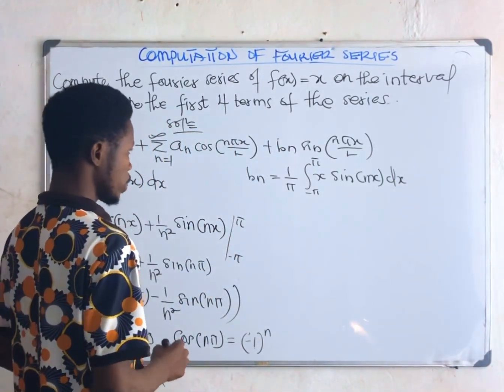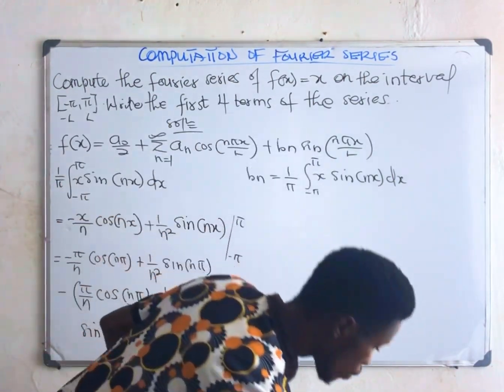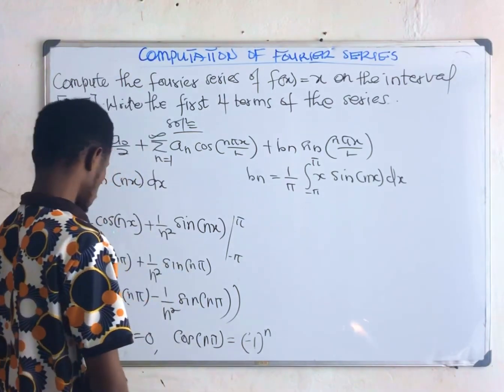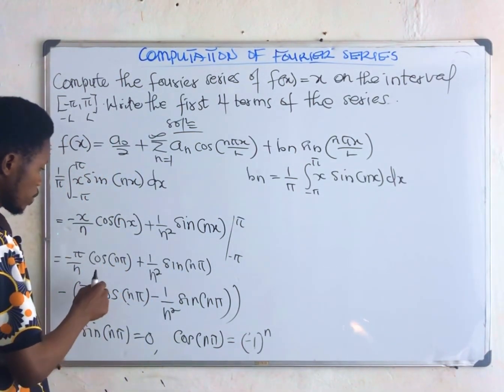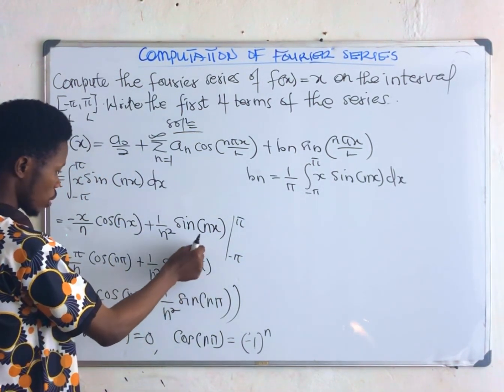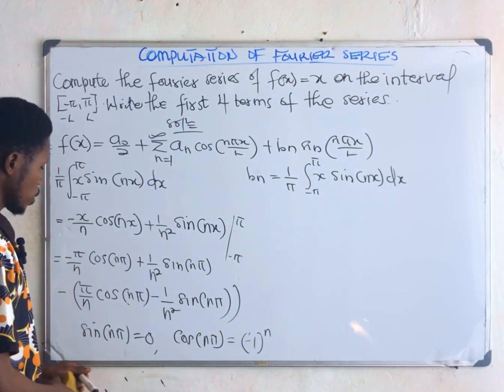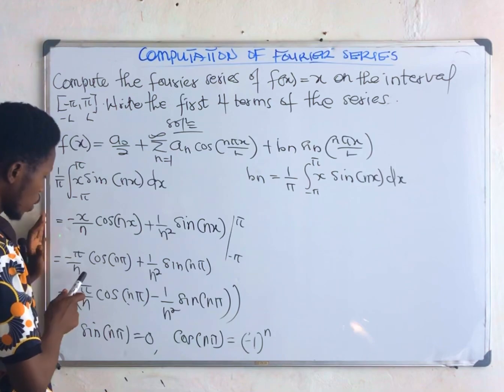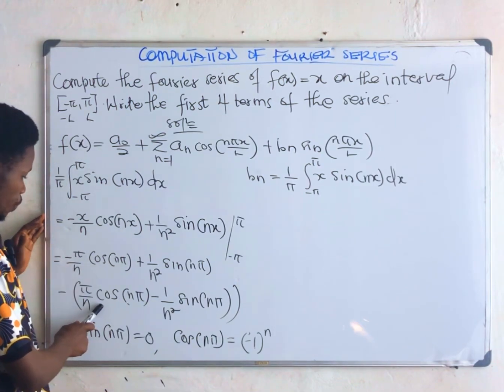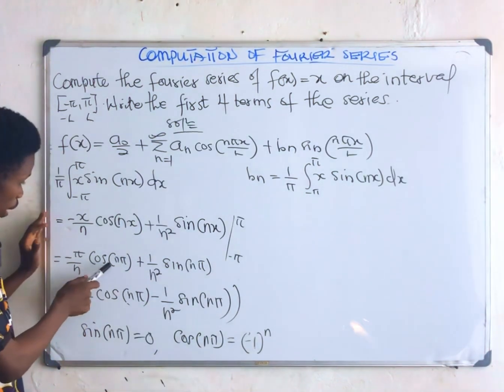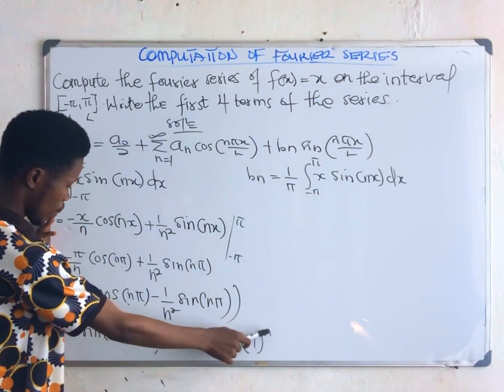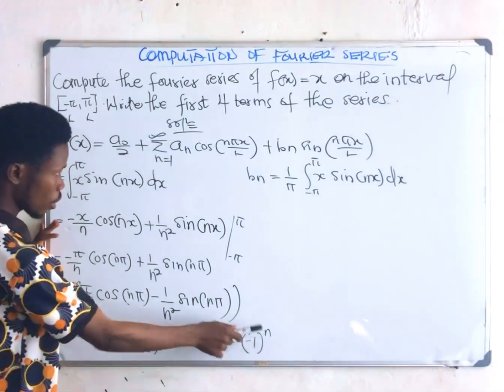So like this, if that is the case, it means that the whole of this place will go to 0. The whole of this place will go to 0. If the whole of those two places goes to 0, then what you have here is this one and that. Is that okay? And cos n pi is now negative 1 to the power n.